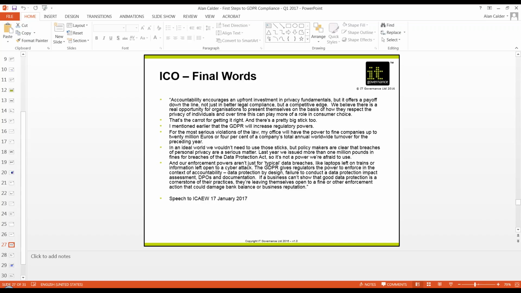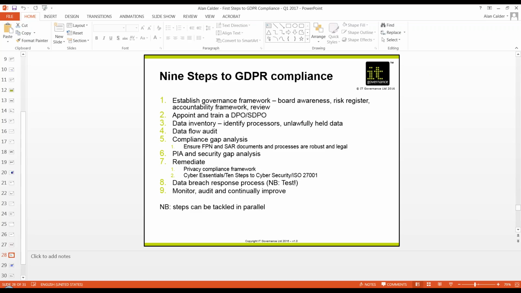She's really saying focus on the business of getting ahead of competitors by making data protection by design and by default fundamental to how the organization operates. We really see 9 steps to compliance for an organization. The first is to establish a governance framework: board awareness, put GDPR on the risk register, have an accountability framework, who's responsible for what, and take that down through the organization. Appoint and train a data protection officer or a senior data protection officer, whatever is appropriate, but somebody at the executive level who's going to be the practitioner lead for data protection inside the organization.